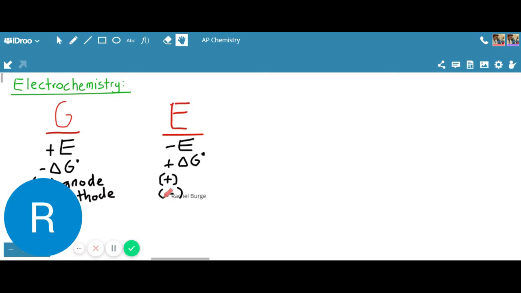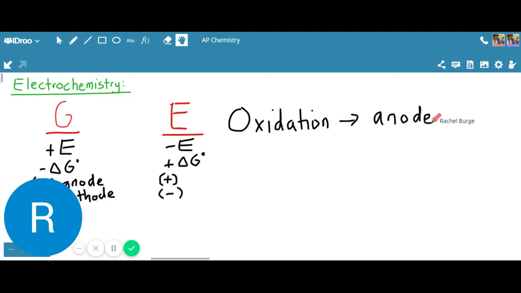So a couple of things that are applicable for both cells is that oxidation is always going to occur at the anode. So we're going to have oxidation, and like I said, that's always going to occur at the anode, regardless of whether it is a G cell or an electrolytic cell. And then reduction is going to occur at the cathode.